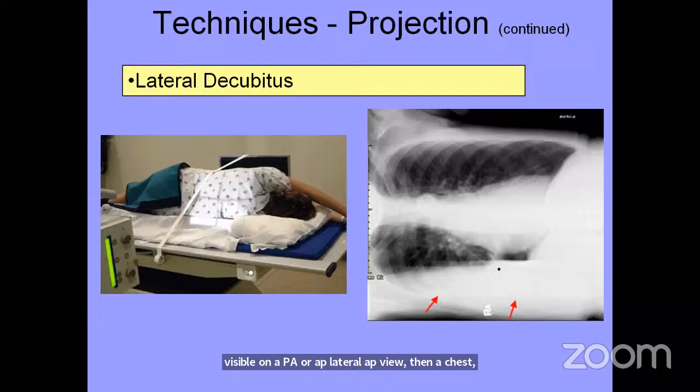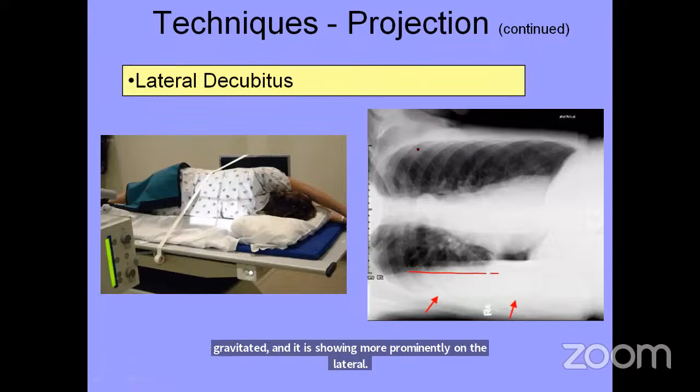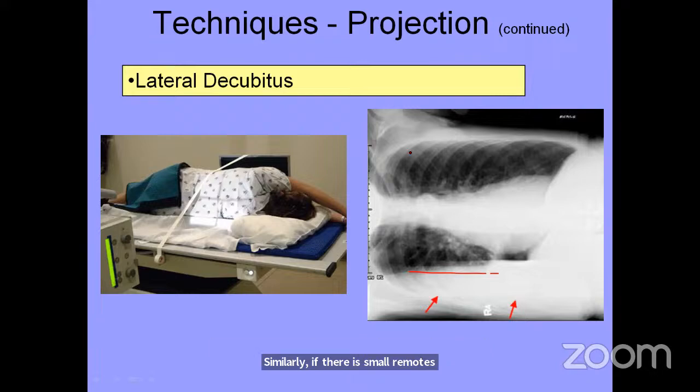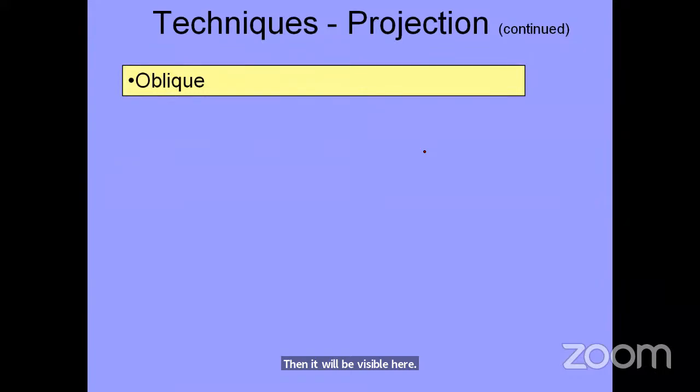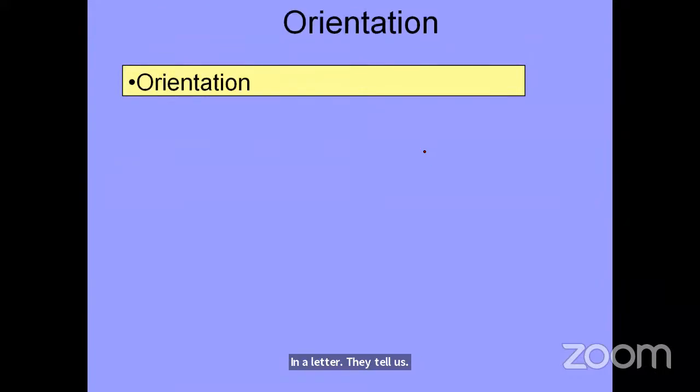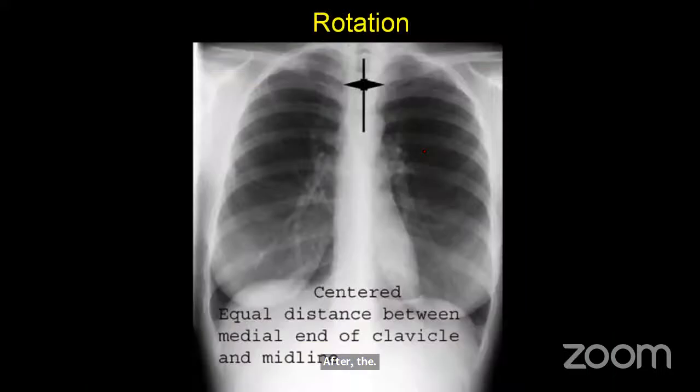Here you can see that the fluid has gravitated and it is showing more prominently on the lateral decubitus. Similarly, if there is a small pneumothorax, then it will be visible here in a lateral decubitus. Then we can have special techniques like oblique view also. After the type of projection, the orientation of the X-ray is important.